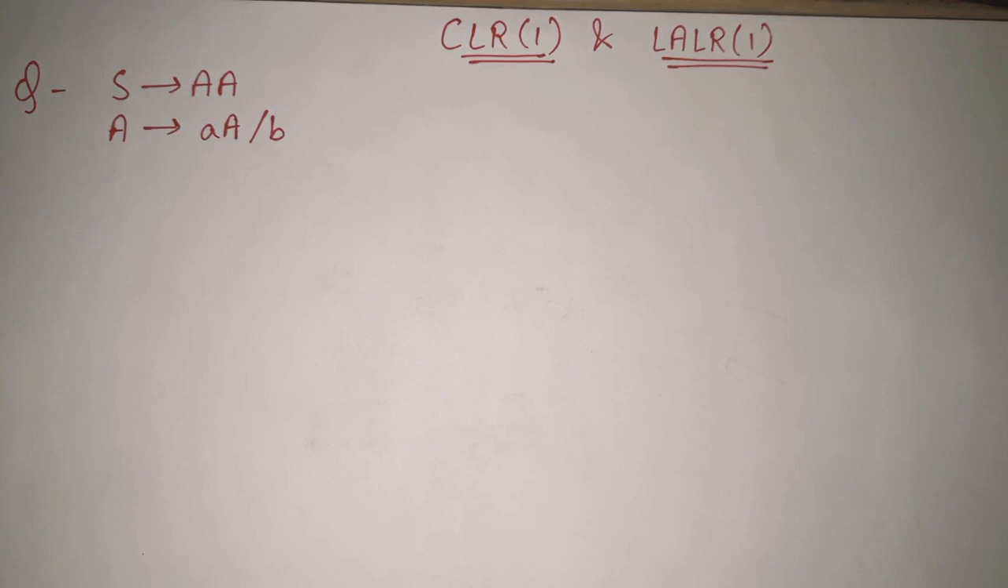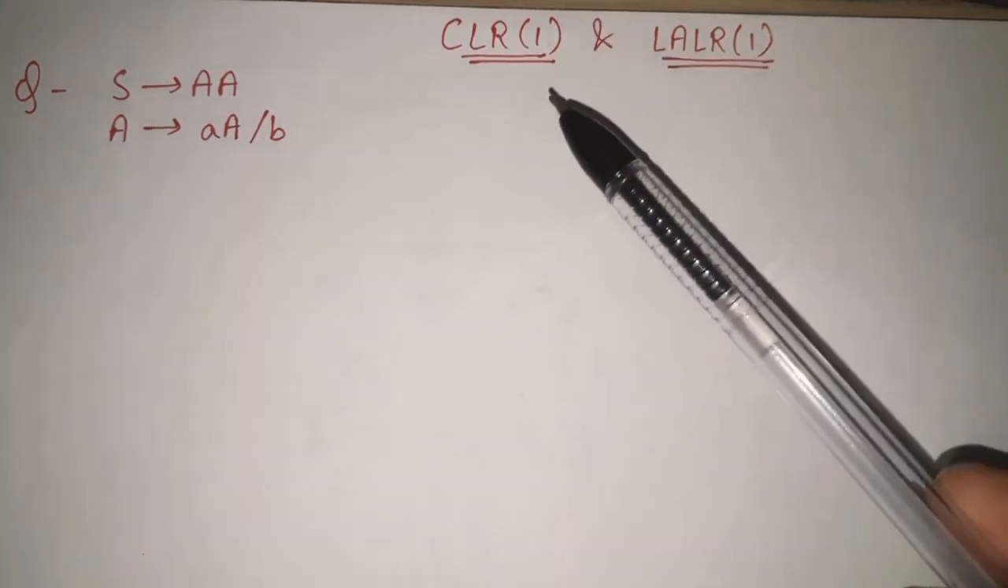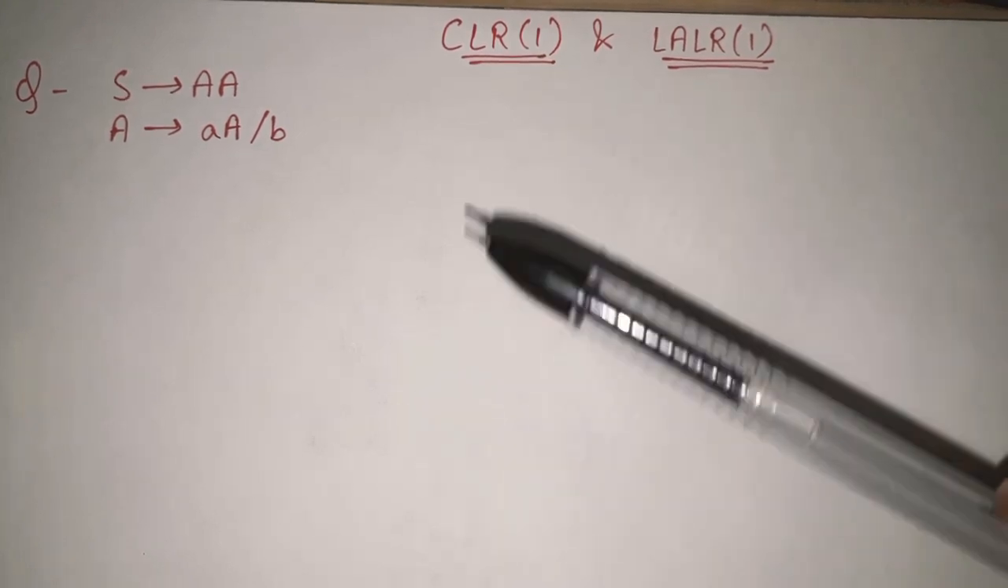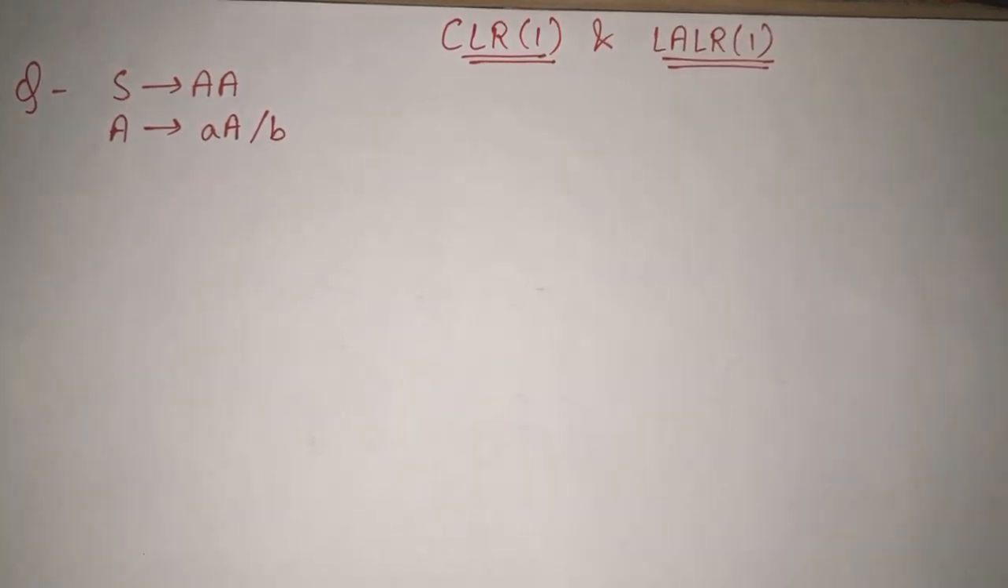So let's get started. In my previous video of compiler design, I have already explained with the help of an example that if any grammar is given, how to identify whether it is LL1 or not, LR0 or not, SLR1 or not. We have already covered those things. Now the remaining parsers are CLR1 and LALR1. Before starting and seeing with the help of an example how to do it, let me tell you some of the important points about these two parsers.